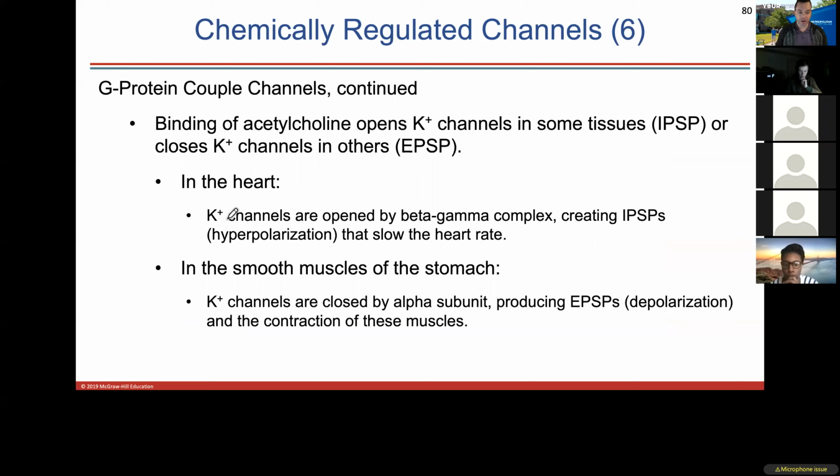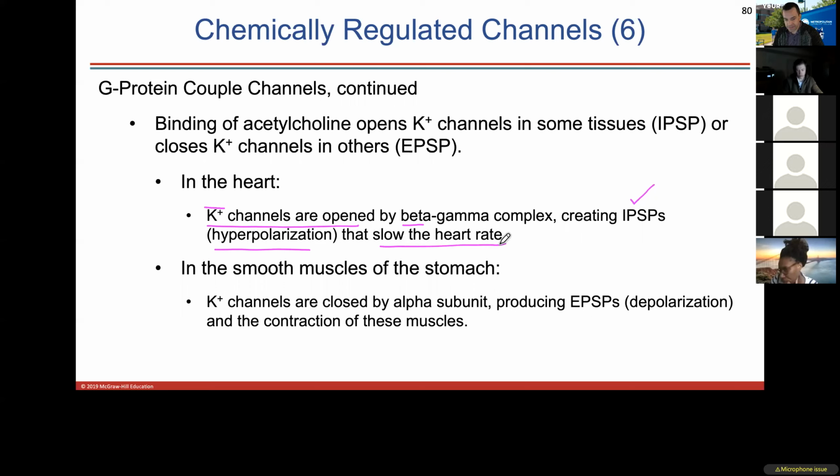So here in the heart, we had potassium channels opening up. Okay, again, it's that beta complex. But as soon as I see this opening up, what do we automatically think? Inhibiting, right? And if we think inhibiting, okay, that's an IPSP. That is a hyperpolarization event. And obviously the heart doesn't stop, right? We don't want that. But it just slows it down.